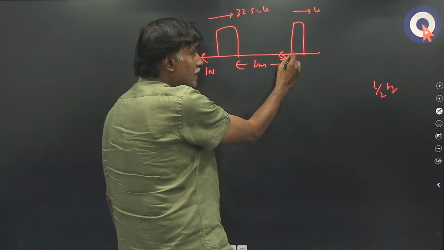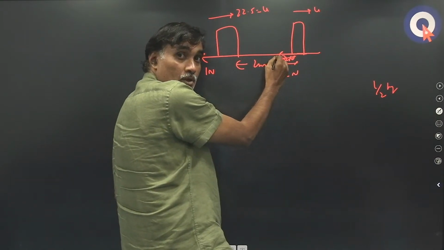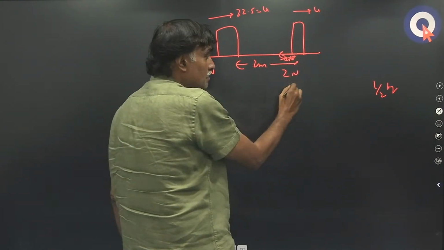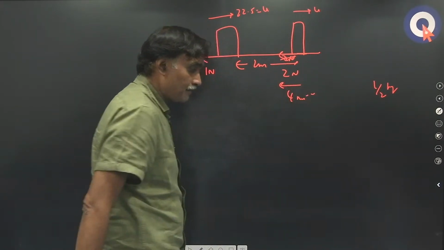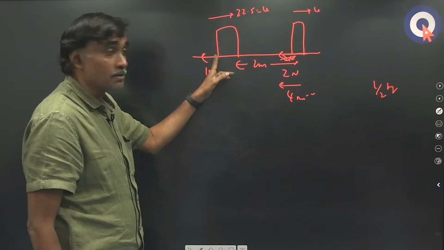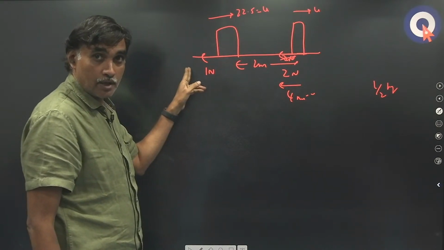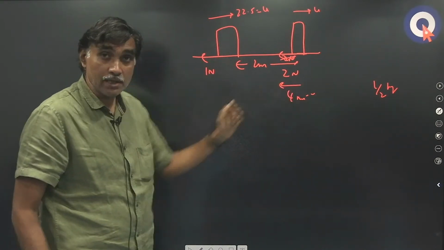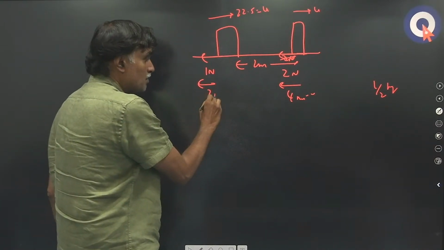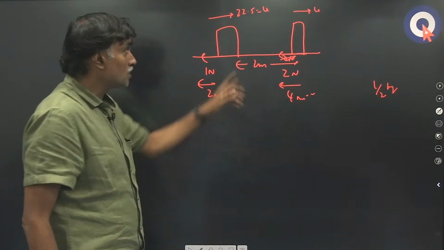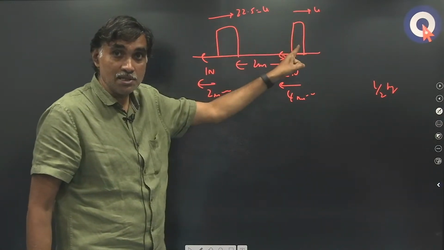Because how much retarding force is acting on this block? 2 Newton. Then what is its retardation towards left? It is 4 meters per second square, 2 by half. What is the retardation of the other block? Force is 1 Newton, retarding force. Mass is 1 kg. So its retardation is 2 meters per second square. Both of them have initially the same velocity, but this one is retarding more.